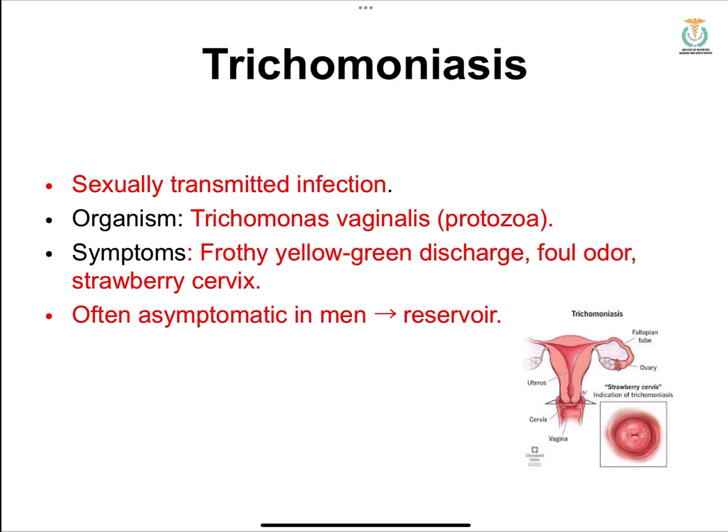Symptoms you can see through the yellow-green discharge. On examination, if you see a strawberry cervix, you can correlate that with trichomoniasis infection, Trichomonas vaginalis. So that is the key point here: strawberry cervix in trichomoniasis vaginitis.